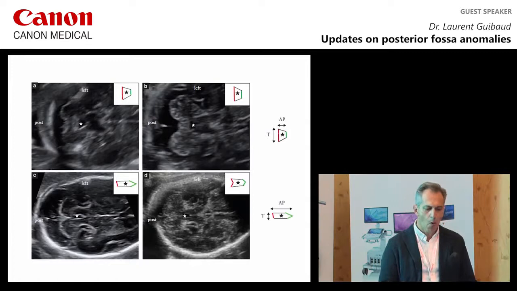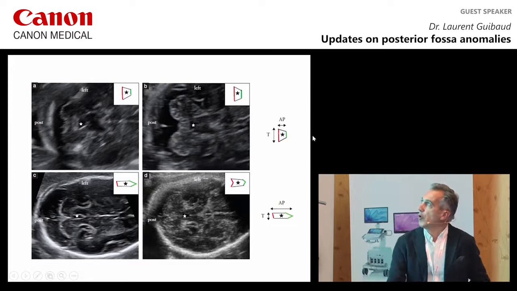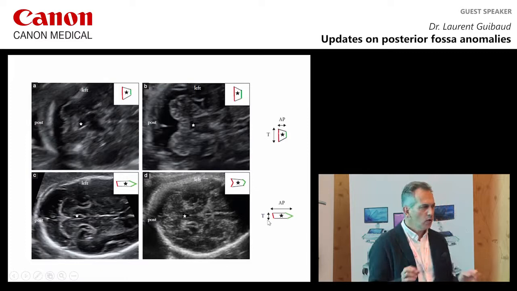In normal life, the AP diameter of the fourth ventricle is shorter than the transverse diameter. Because of the elongation of the peduncle here, you see that the AP diameter becomes larger than the transverse diameter. If you see this, it is very pathognomonic of Joubert syndrome.